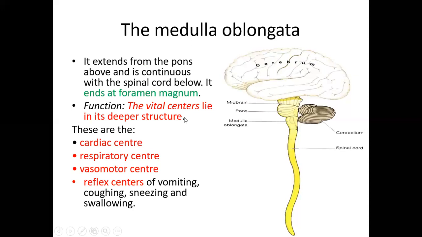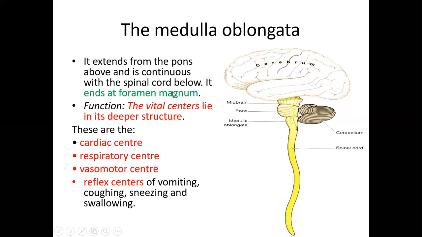Okay, it extends from the pons. This is the medulla. We are talking now about the medulla oblongata. It extends from the pons above and it's continuous with the spinal cord below. Below is the spinal cord, above will be the pons. In between is the medulla oblongata, and it ends at the foramen magnum.